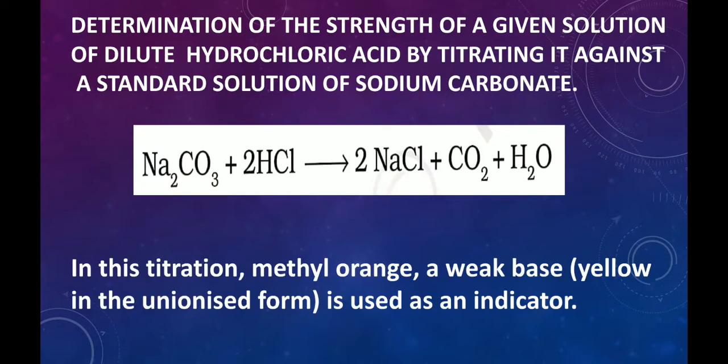In this titration, methyl orange, which is a weak base, acts as indicator and it will give yellow color with sodium carbonate, and which will turn red when HCl is added from burette, which will be the end point.